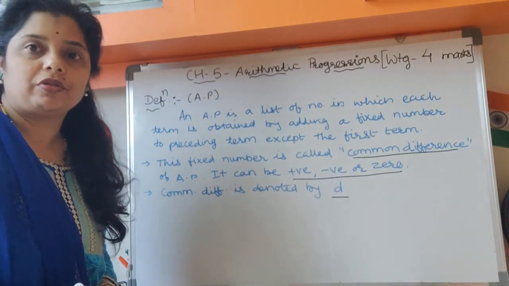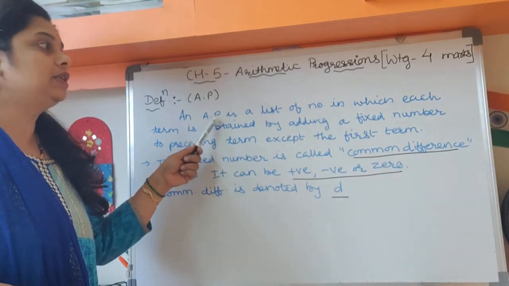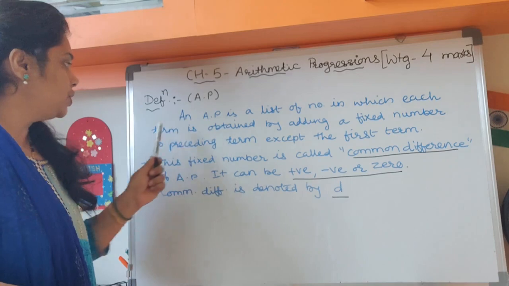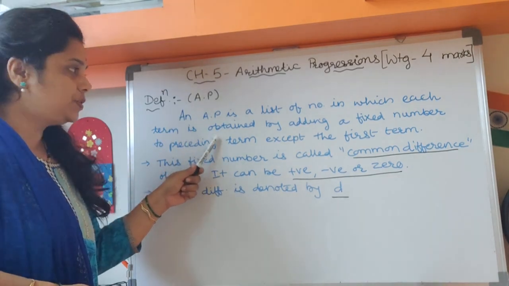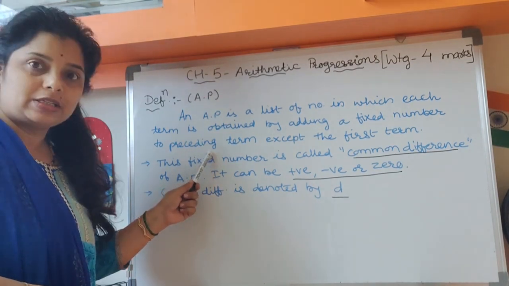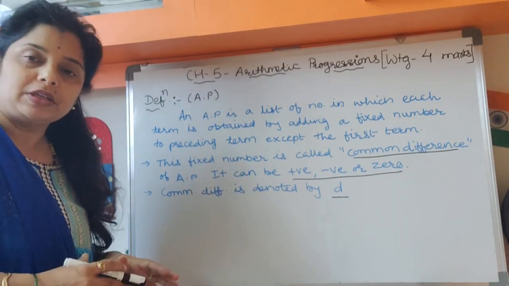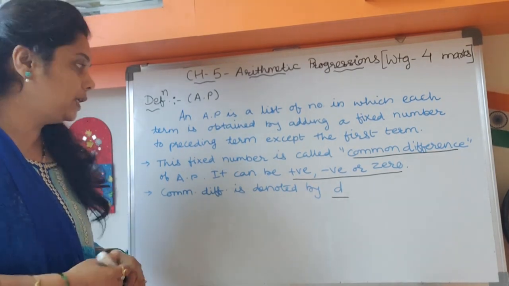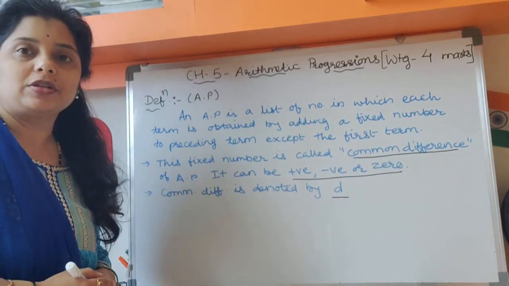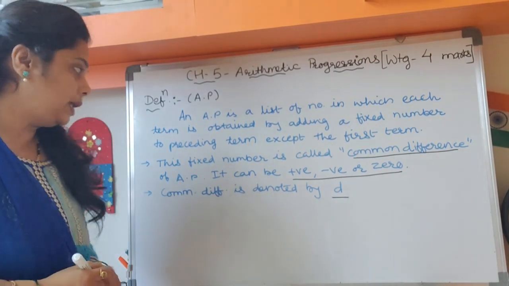Let's see the definition of an AP. An AP, meaning arithmetic progression, is a list of numbers in which each term is obtained by adding a fixed number to the preceding term, except the first term. That list of numbers is called an AP.